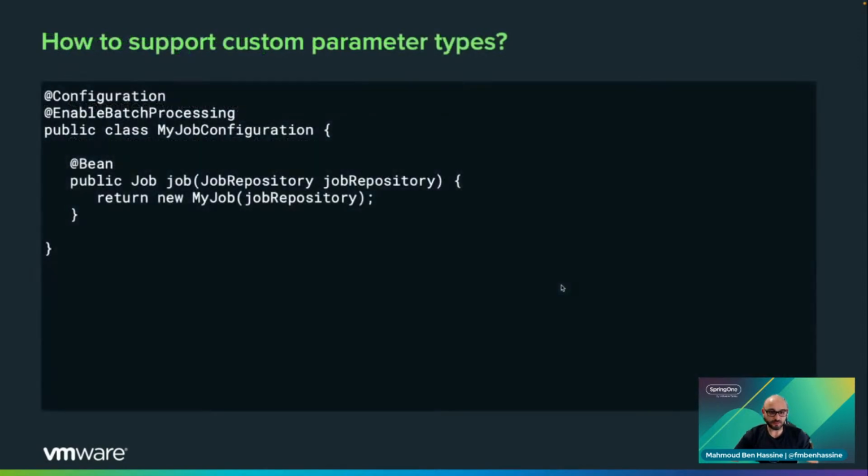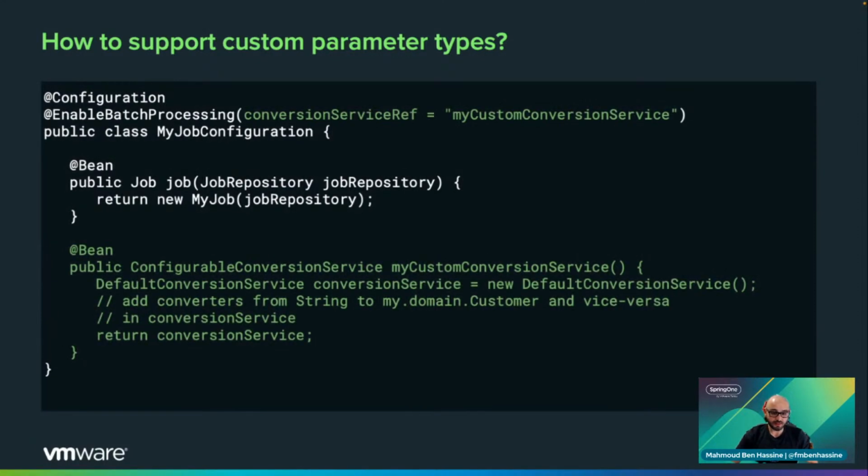So how to do that? I have an example here. So I have this regular Spring Batch application configuration class. And if I want to use a custom type for my job parameters, I can specify a custom conversion service. So here I have my custom conversion service, which is based on the default one from Spring Framework. I can add my converters from string to my domain Customer and the other way around, and then tell Spring Batch to use this conversion service using this attribute of the annotation.